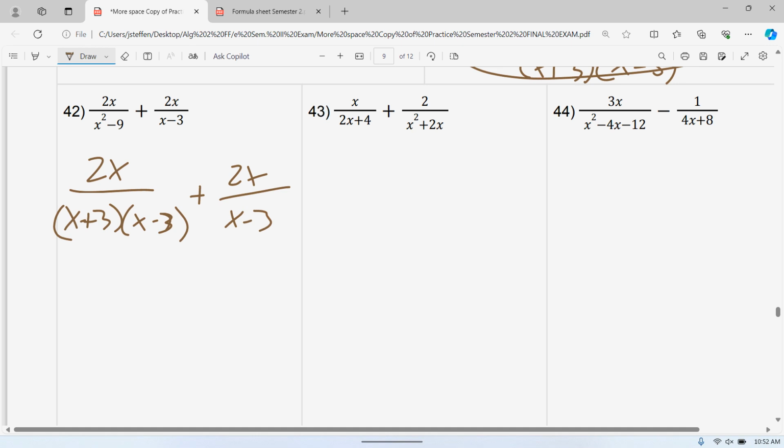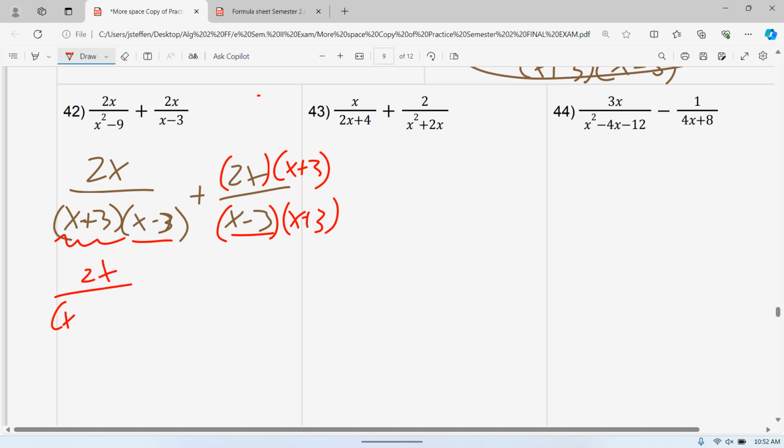So we need those denominators to be the same. So they both have an x minus 3, that's great. And they both need an x plus 3 then, since that one has it. So I multiply top and bottom by x plus 3. My numerator is 2x, and my denominator is x plus 3, x minus 3. This one, when you distribute, I get 2x squared plus 6x over x plus 3, x minus 3.